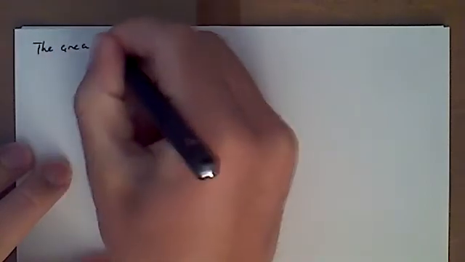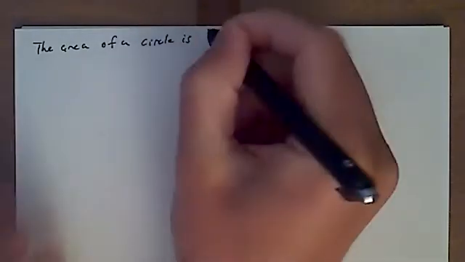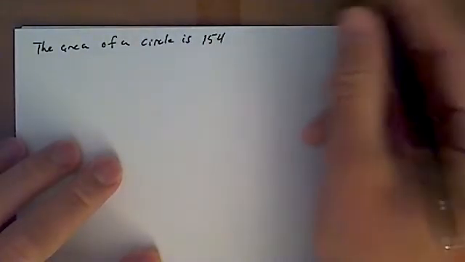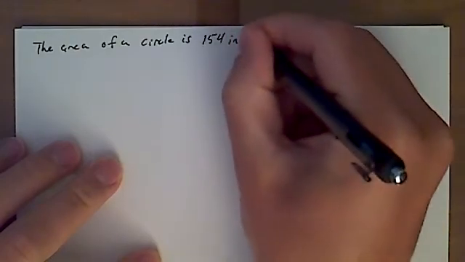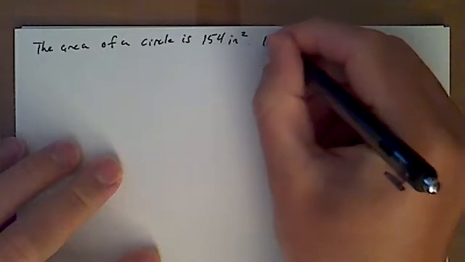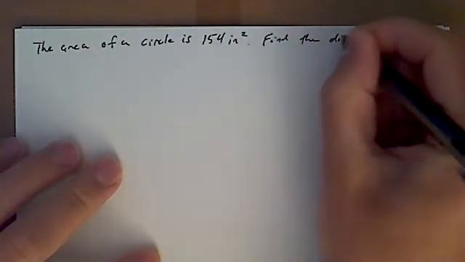All right, here's a little bit of a review for today's quiz. A question you may be asked would be something like: the area of a circle is 154 inches squared. Find the measure of the diameter.